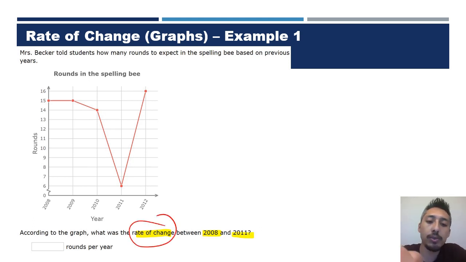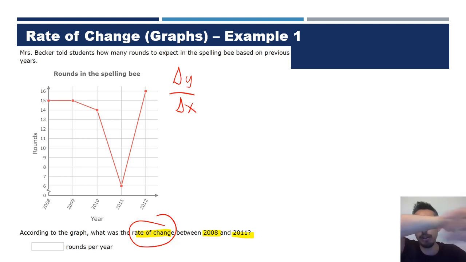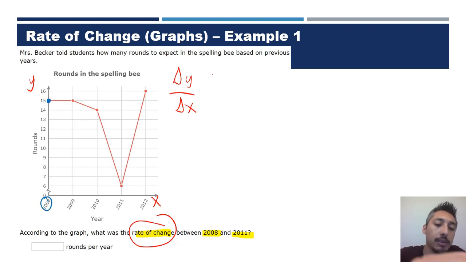Because we're looking for rate of change, we know that we're going to be using change of y over change of x. The next question is, which one's y and which one's x? Well, for this one, the x-axis is the horizontal one, the one that goes side to side. So x has to be years, and that means that y has to be rounds. So for this problem, in 2008, we had 15 rounds of spelling bee. In 2011, we had 6 rounds of spelling bee.